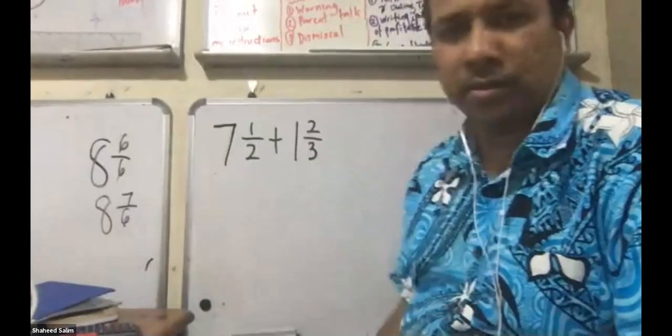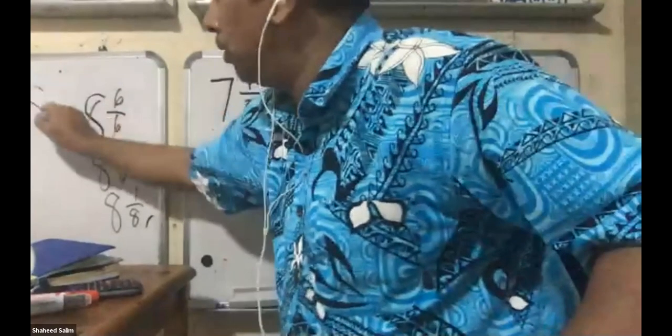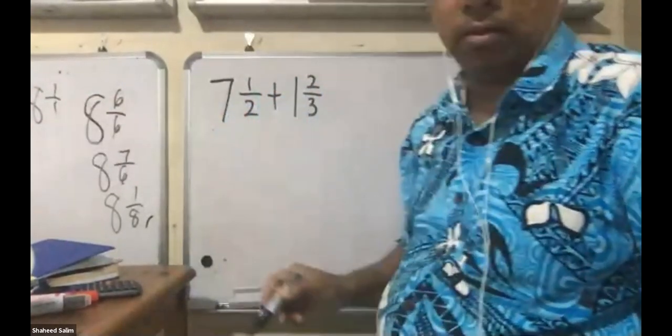7 out of 6. I got 8, 1 out of 8. No, wrong. 8 whole, 1 out of 1. Yes, 1 over 1 is 1 whole.